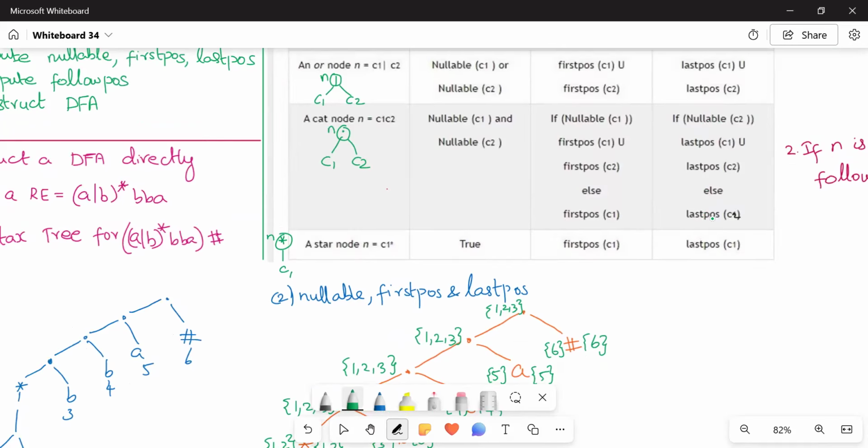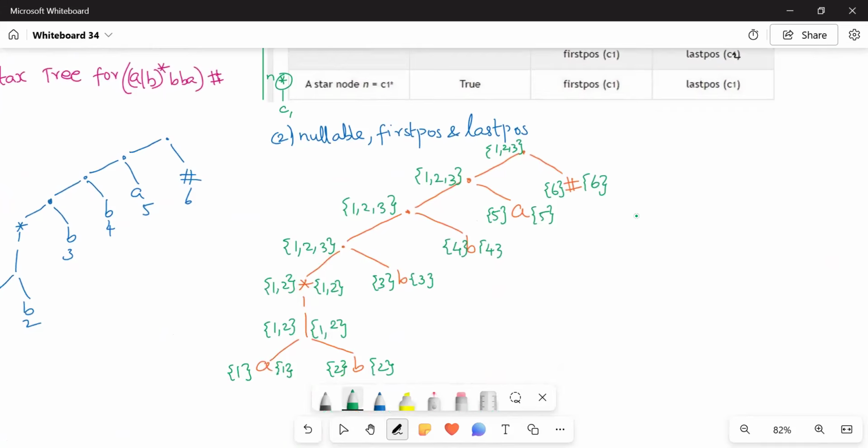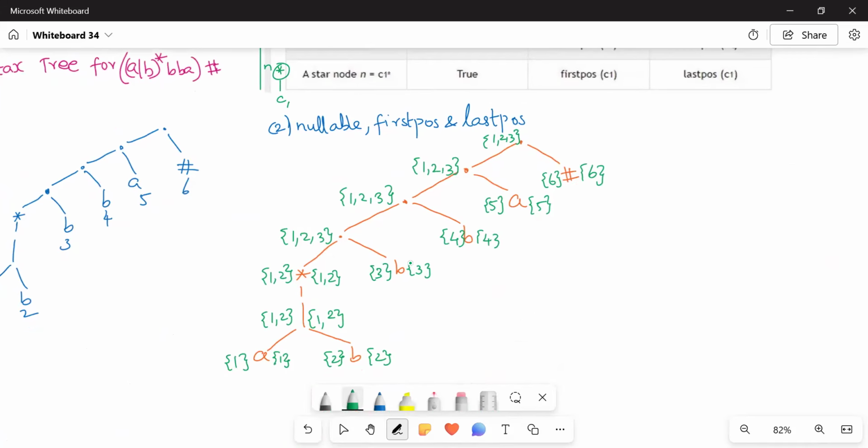Last position of n will be last position of C2. So this is last position of n is equal to last position of C2. It means we need to substitute 3 here. Similarly, this is also a cat node, so we need to check if nullable of C2 is true or false. Since this is not nullable, we can just copy last position of C2 alone here, 4.